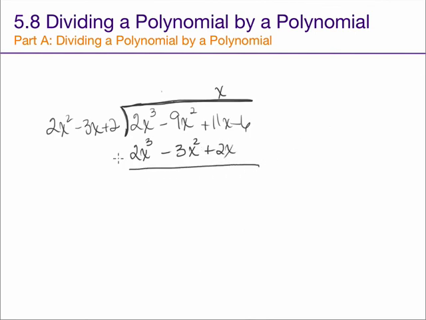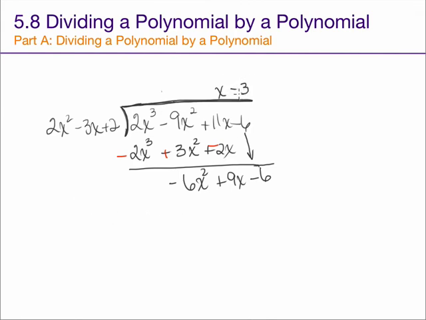Subtract, which means change all the signs, and add. These add up to 0. Here I'll get negative 6x squared plus 9x. Notice that my x squared terms all line up, and my x terms all line up, even this one up here. Now I can bring down the next term and start over.